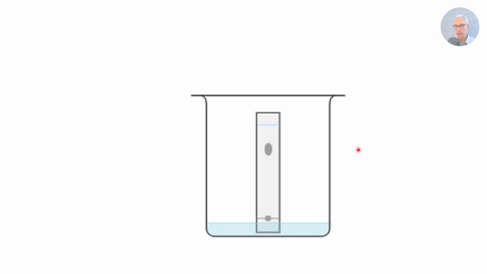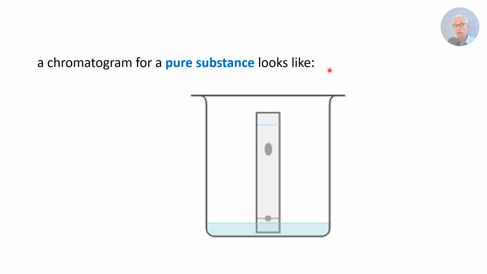What does a chromatogram like this mean in terms of the original solution that was spotted on the pencil line? Think it through. It means the original solution on the pencil line was a pure substance. That is, the one spot has remained as one spot. There's been no separation. In other words, there's just the one solute. It is a pure substance.